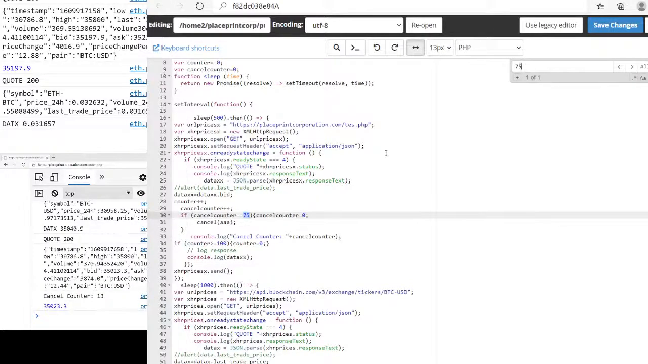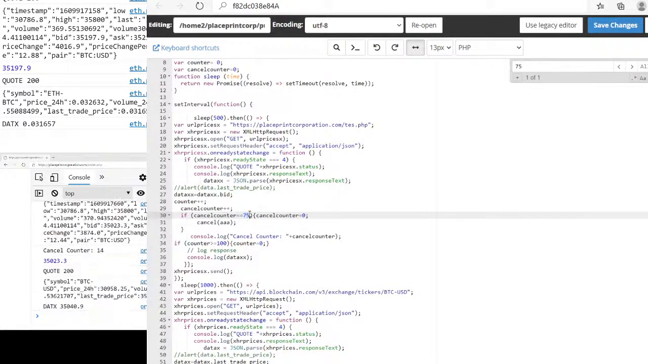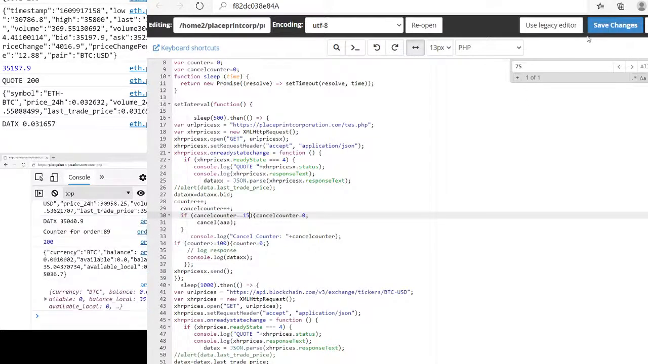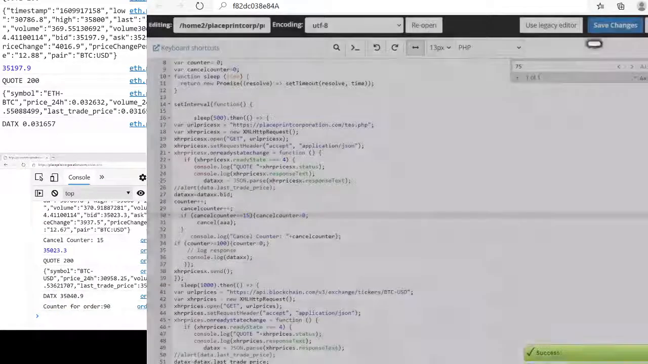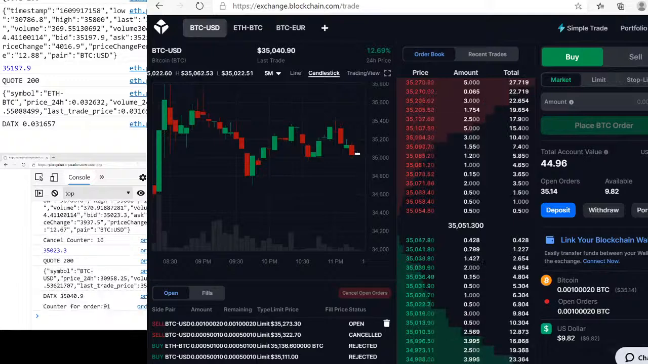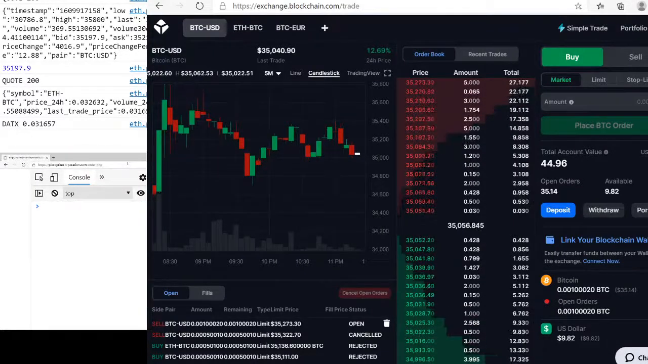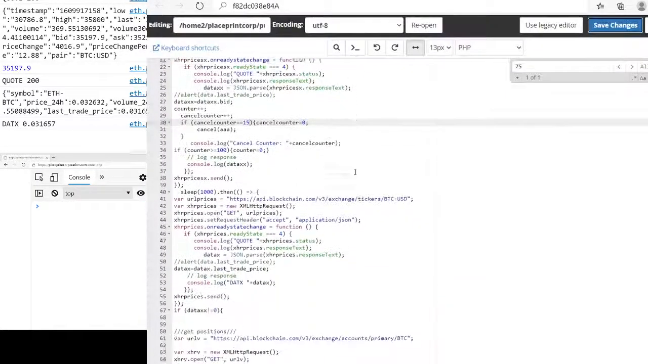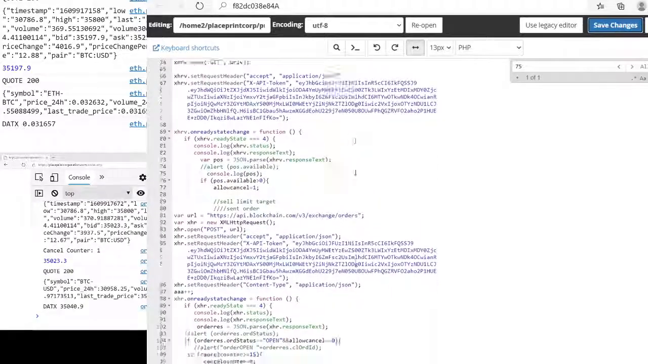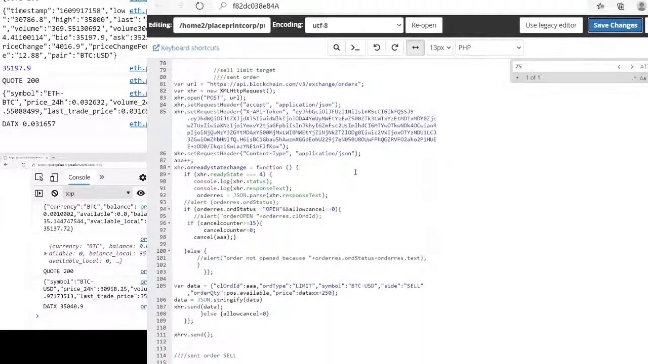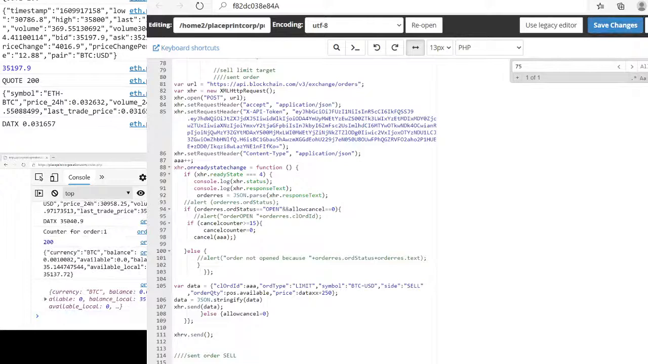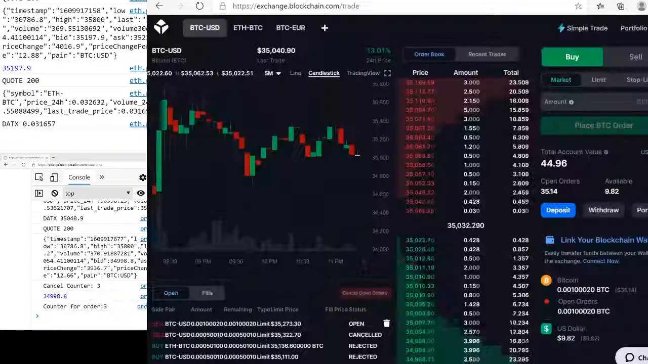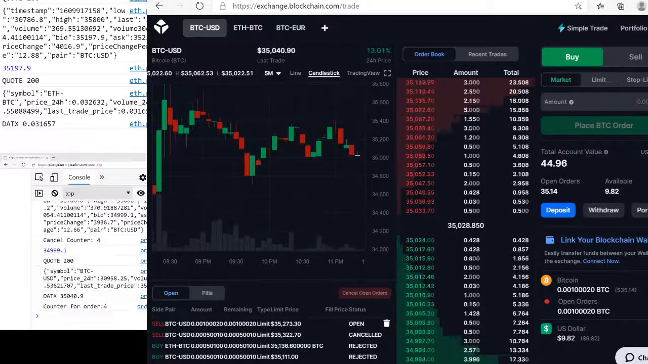No, scientific method. 15. I think that's better. We can do that. 15 and 250. That'll be fine.